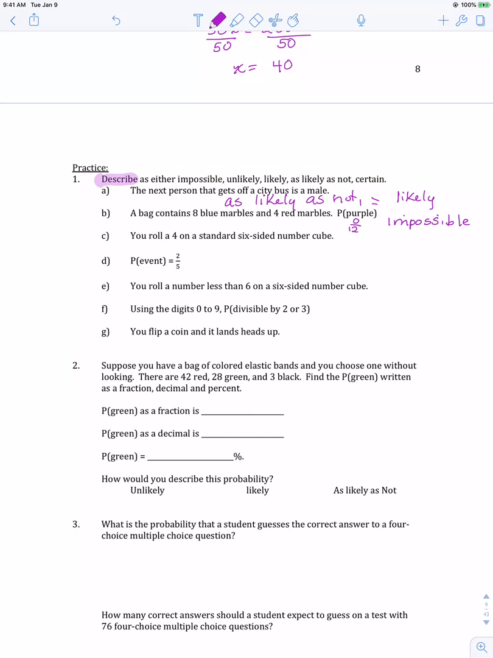Letter C, you roll a 4 on a 6-sided number cube. Well, if you think of a die or a cube and you roll it, there's one side with 4 dots out of the 6 sides. 1/6 is less than 50%. It's less than a half. So we would say this is unlikely.